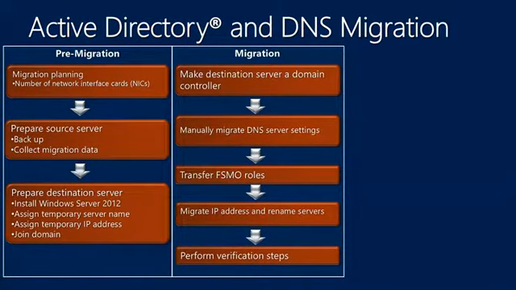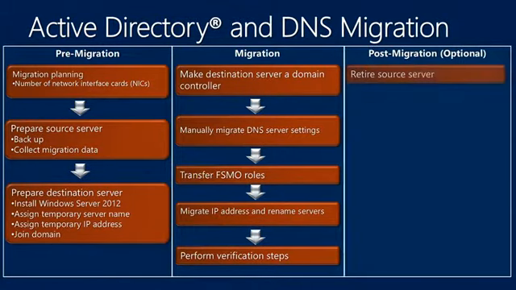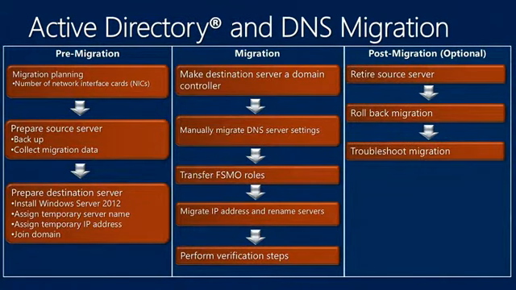We're going to manually migrate some DNS server settings if there were any to migrate, but we didn't actually have any DNS settings to migrate in our environment. But basically, for DNS migration, there's a little migration utility that we'll show you in the second session for how that works. Transfer some FSMO roles. If we needed to, go ahead and change the IP address and assume that IP address, do some verification steps, and then finally retire and take the server out back and shoot them.